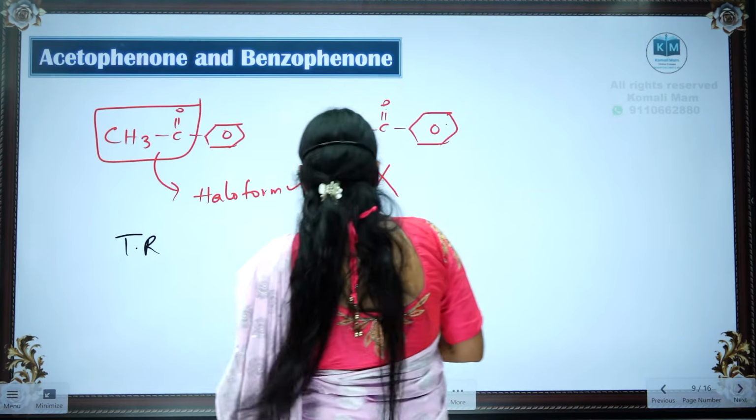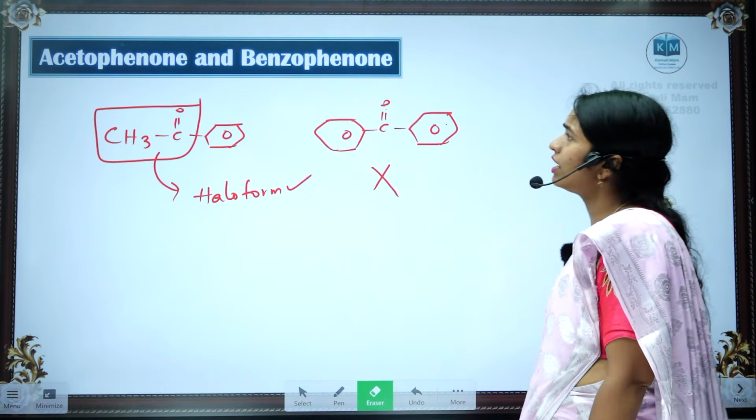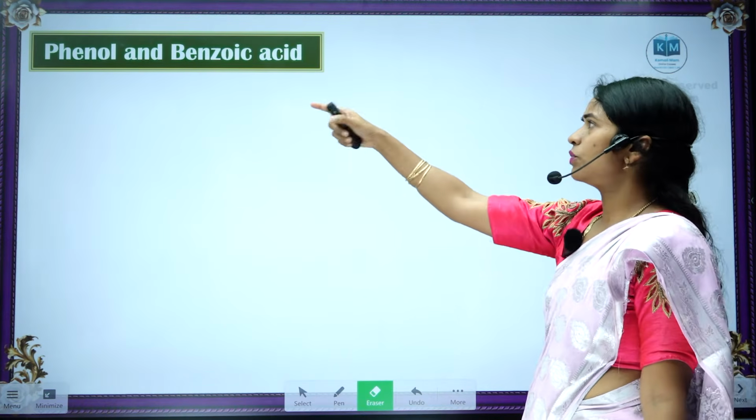Both are ketones, no? There is no chance of Tollens or Fehlings. That's it, only haloform. Very good. One test is enough. They'll give you the following options, which test you can use.